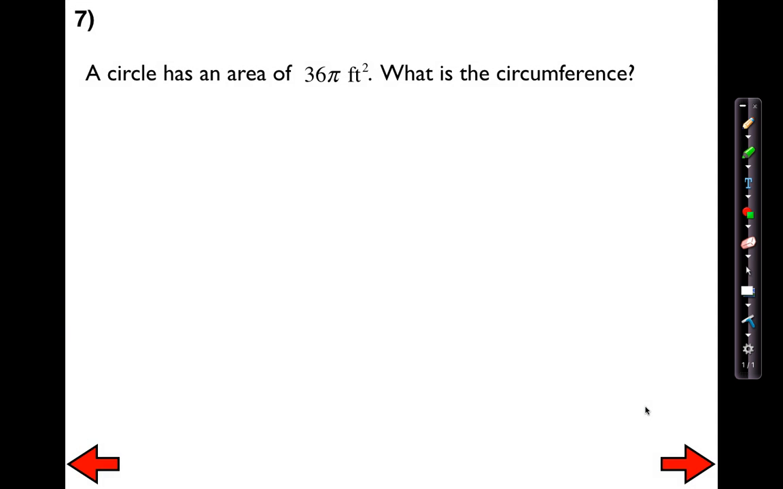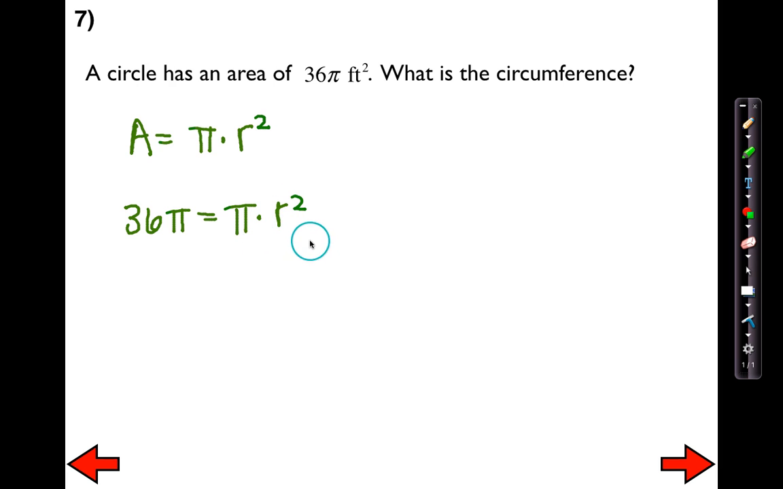Okay, number 7, it says a circle has an area of 36 pi feet squared. What is the circumference? What do I do in a case like this? Well, they gave us an area, and the area is defined by the formula of pi times the radius squared. So here they're claiming that the area is 36 pi, which means 36 pi should equal pi times r squared. Some of you can probably figure out right now what r squared might be, but I'm going to show you step by step what I would do next to solve for r.